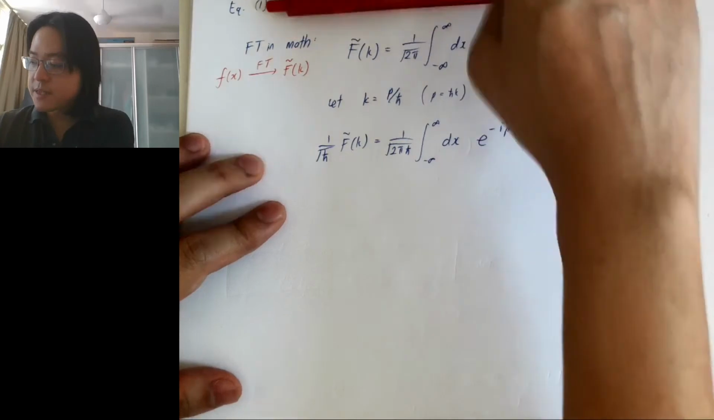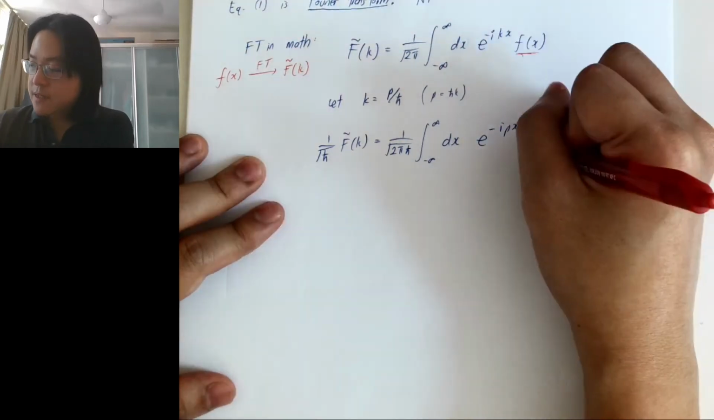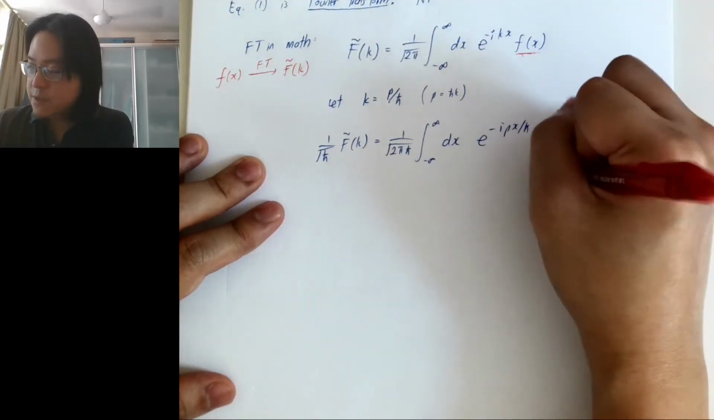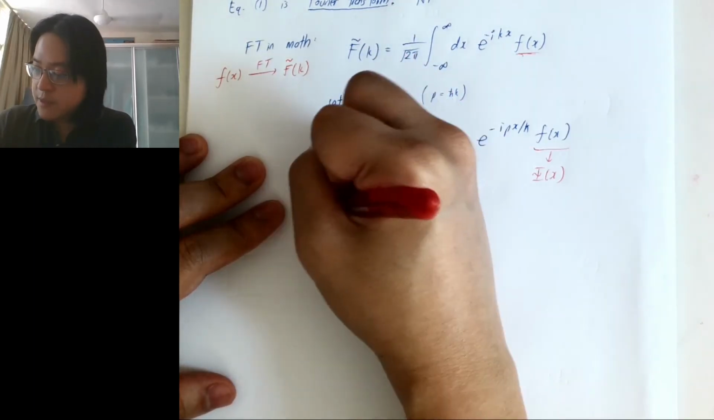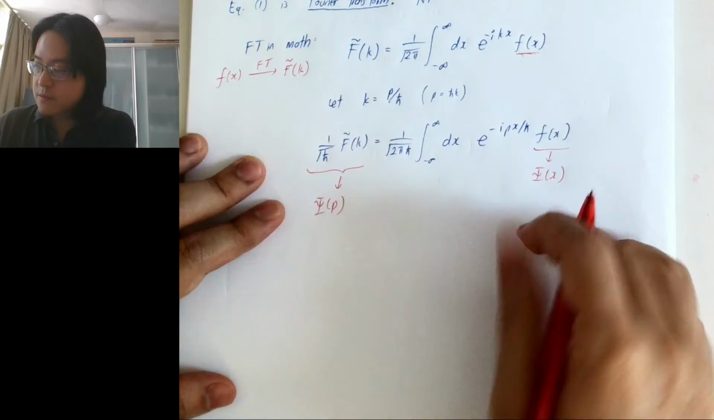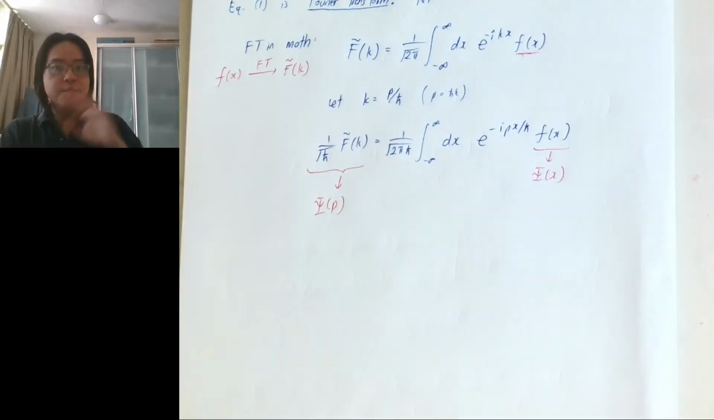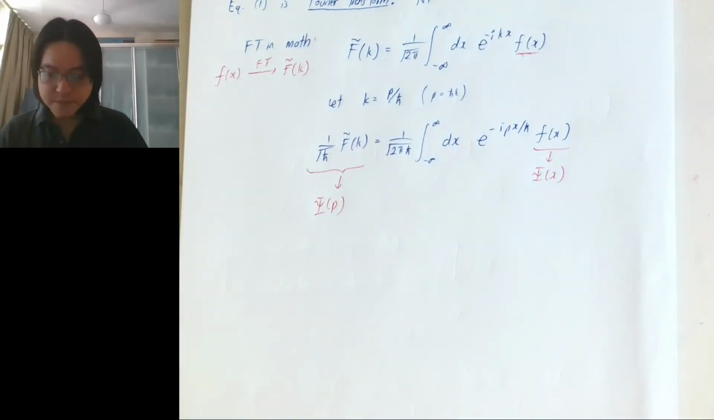This is equation 1, right? So this is equation 1 where this was my position wave function, and this combination is my momentum wave function. Okay, so it is the Fourier transform between the two.